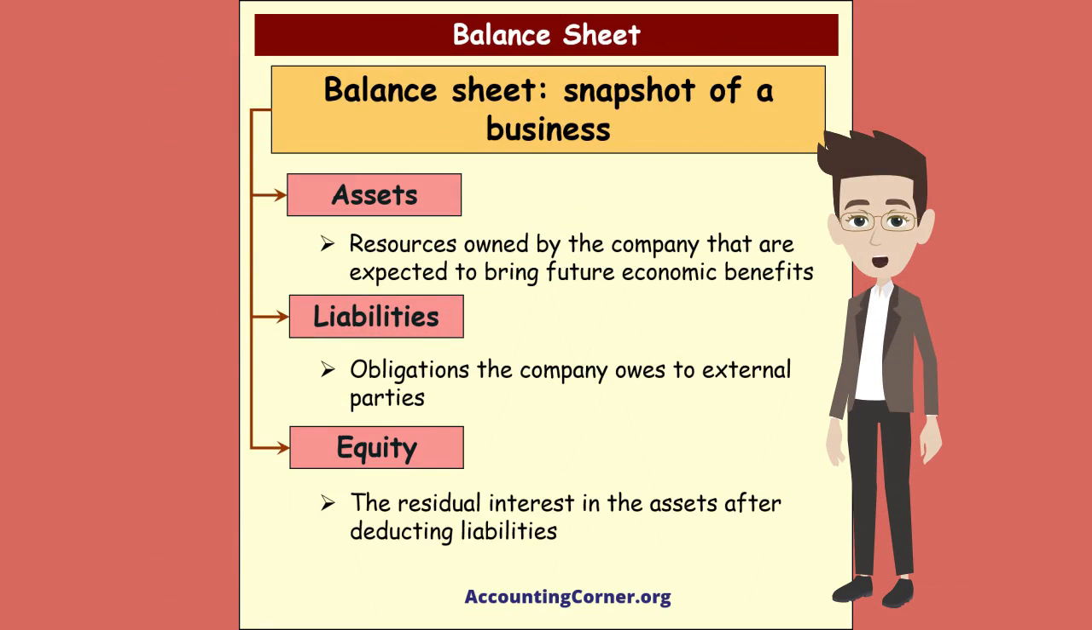The three key elements of a balance sheet are the following. Assets. These are the resources the company relies on to generate future income. Liabilities. These are obligations the company owes to external parties. And equity. This is what's left over for the owners once debts are paid. Together, these give a comprehensive view of the company's financial standing.